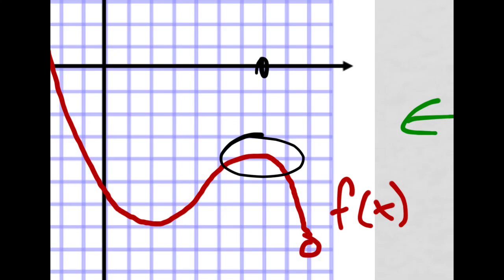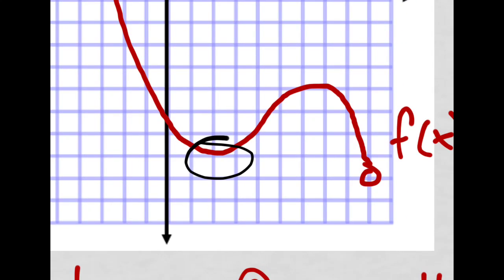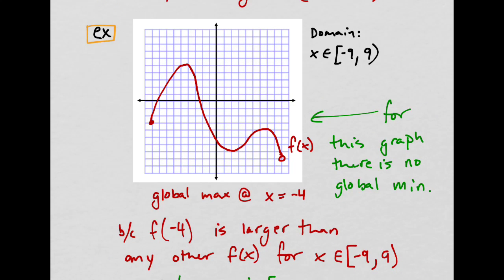So at x equals maybe whatever that is, 7, there's a local maximum again, because we can zoom in and there's a highest point. Similarly for local minimums, this is not a global minimum, but it is a local minimum because we can zoom in and there's a lowest point. That's all that you need to know. So there's a local minimum here at x equals 2. So that's what that means.